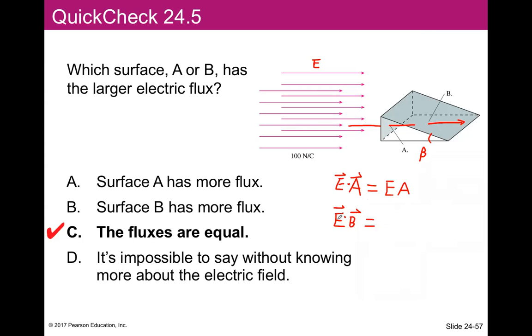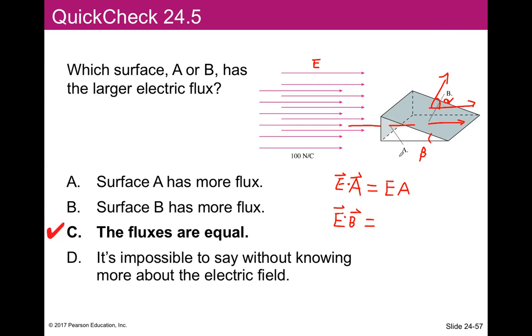So E dot product of B, let's say this is your surface B. What's the vector of your surface B? What's the direction of the vector of surface B? The direction is going up. Then the angle between your E and B, let's say it's alpha. Then you will see alpha equals 90 degrees subtracted by beta, right?